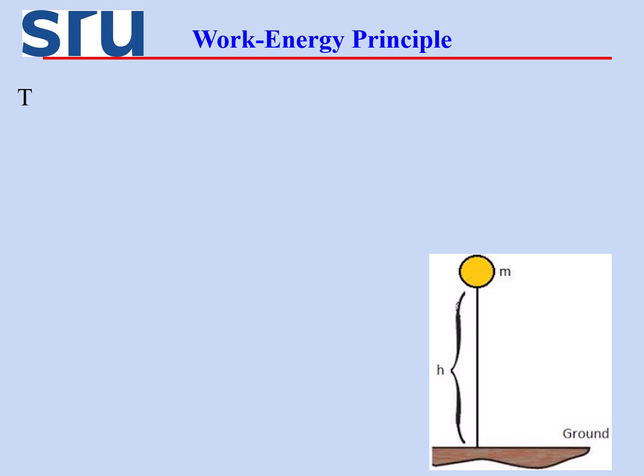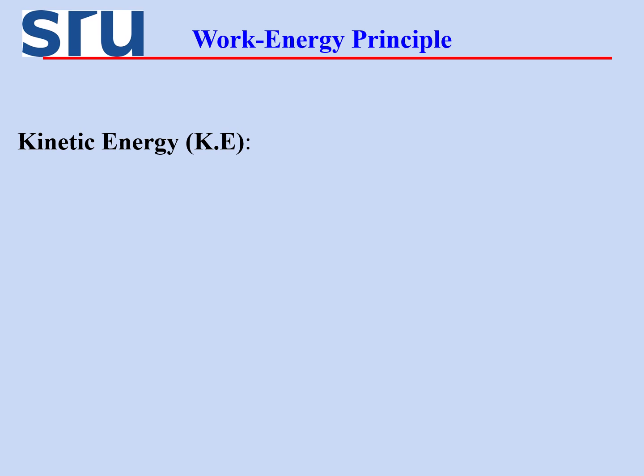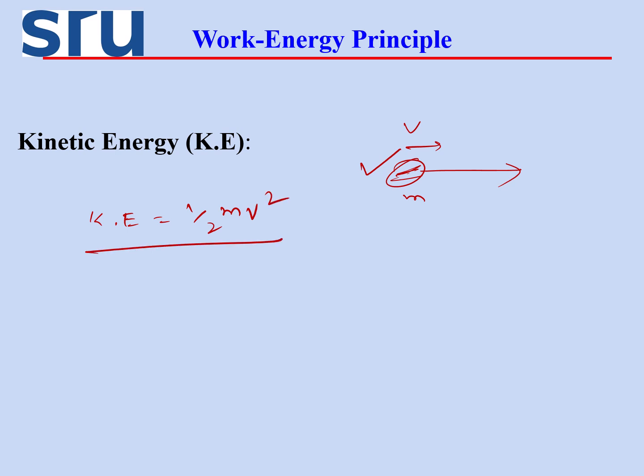Now kinetic energy. The kinetic energy is the energy of the body by virtue of its motion. For example, a body of mass m moving with velocity v. By virtue of its motion, the body gets kinetic energy. Kinetic energy is equal to half mv square. Potential energy is equal to mgh.